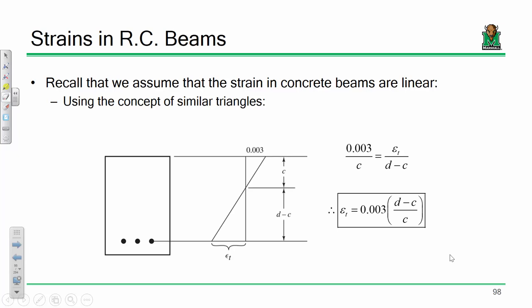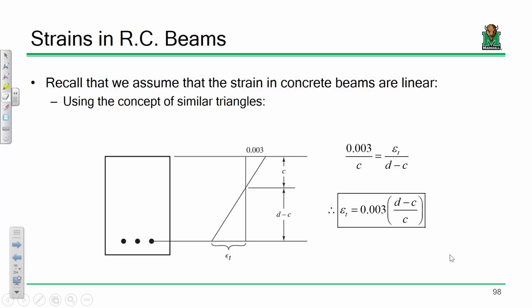But two, these strain values help us verify our assumptions. Technically, when we looked at this, we assumed that the steel yielded. How do we know that assumption is valid? One way is by checking the strain in the steel. If this is a constant 0.003 and that distance is c, how can I determine that? Well, 0.003 is to c as this strain is to d minus c. So just similar triangles. I'm solving for this and just multiplying that over. That computes the strain in the steel for us.